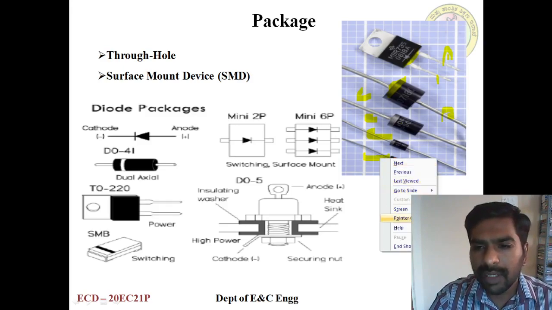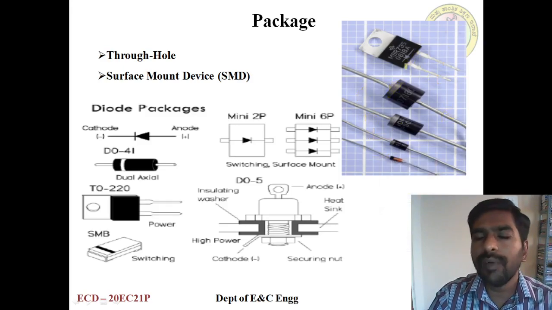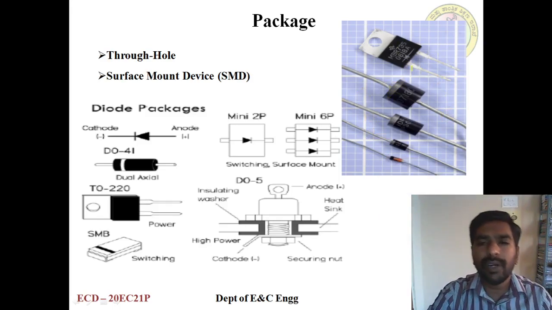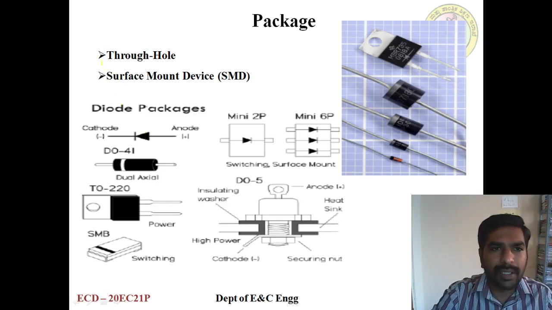See, this way. The other way is to use the symbol. They have a symbol, and with the help of the symbol they can identify the anode and cathode. These are the different packages of the diode which are available in the market, which can be categorized into two.